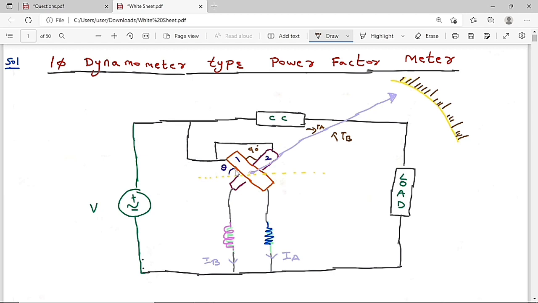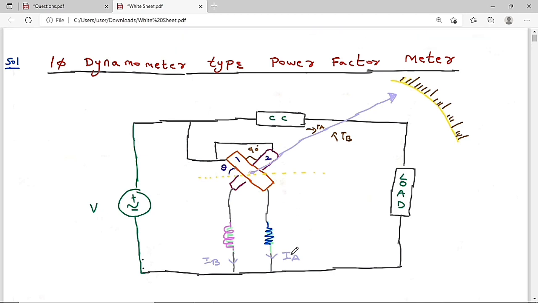We can see it has one current coil and two pressure coils, and pressure coil 1 is connected in series with the non-inductive resistance or pure resistor, whereas pressure coil 2 is connected in series with an inductor choke coil or purely inductor. So we can say like this: Ia is the current which is flowing in pressure coil 1, and Ib is the current which is flowing in pressure coil 2.